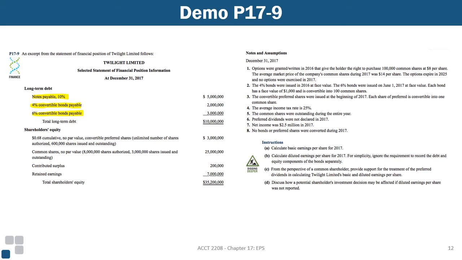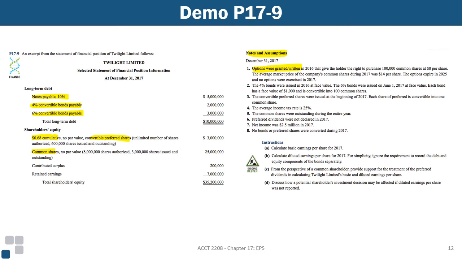In terms of shareholders' equity, we have 68-cent cumulative convertible preferred shares, right? We have common shares, of course, right? And really, at this point, the number of shares issued and outstanding, other than to help us figure out the weighted average common shares, the number authorized really is not important. This is just reviewing full presentation. There's contributed surplus and retained earnings balances, but those are actually meaningless for us. But there's some key notes and assumptions here, so we have to be careful.